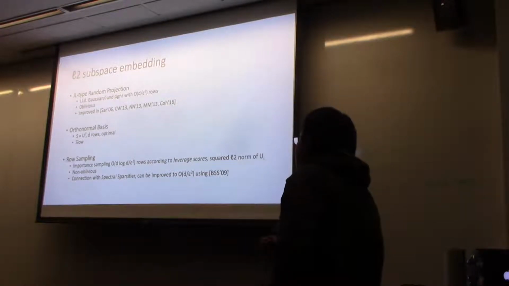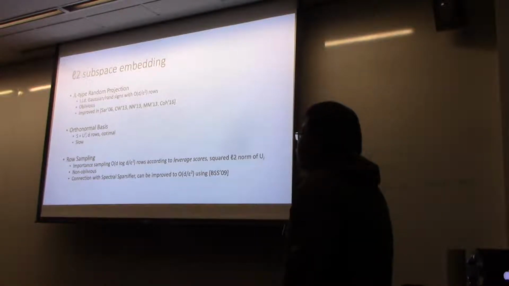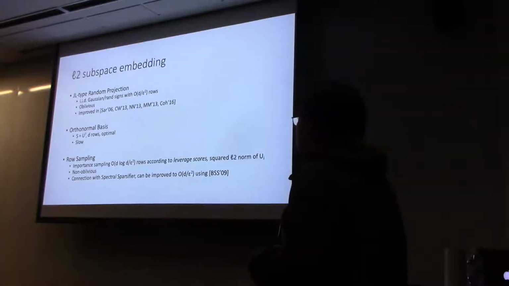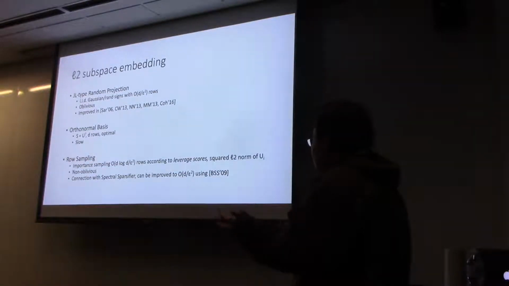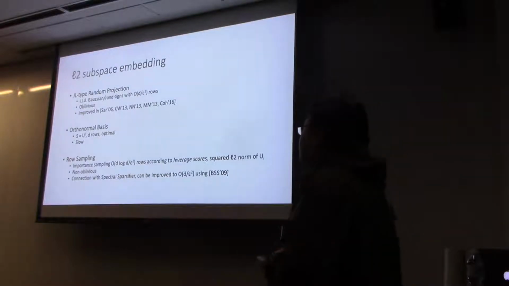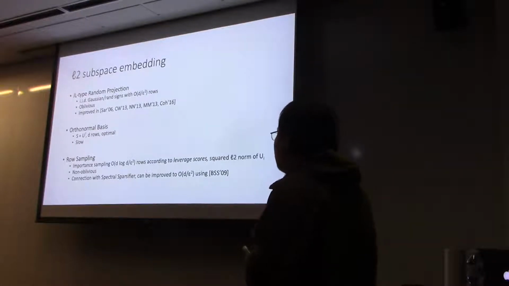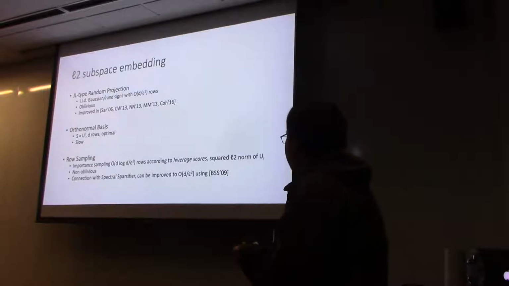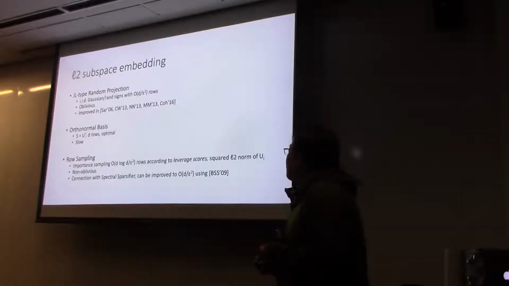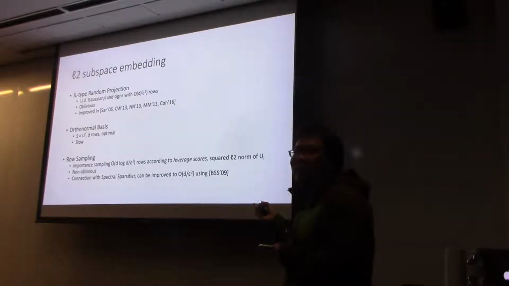And here it is connected with spectral sparsifiers. If you just take A to be the edge-vertex incidence matrix of a graph, then this is exactly a spectral sparsifier. Later it was shown how to remove this log d factor by a very famous work, the BSS spectral sparsifier. Okay, so these are what are known for L2. Are there any questions so far? Good. Okay.